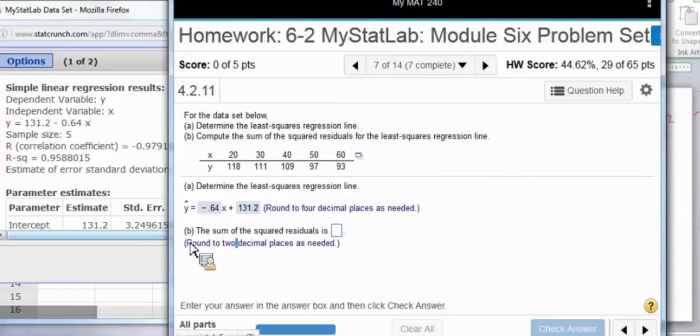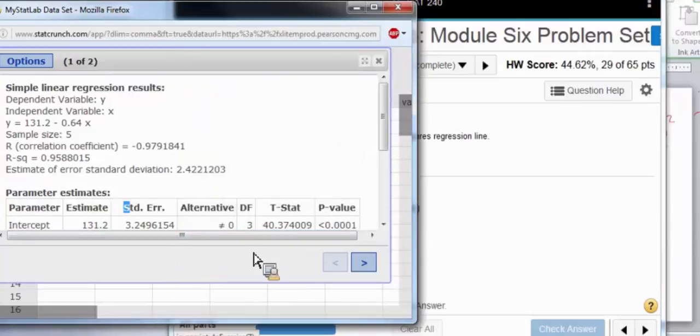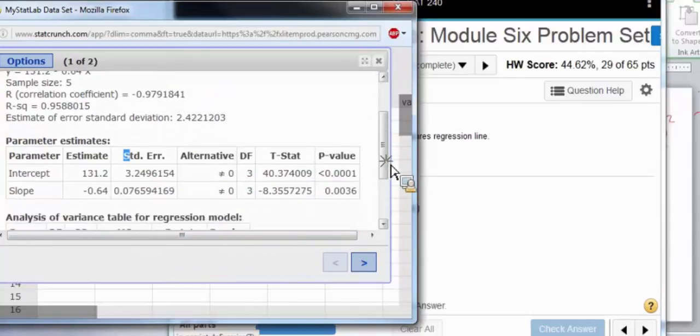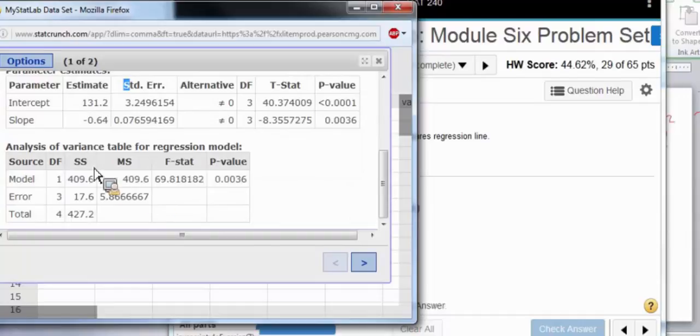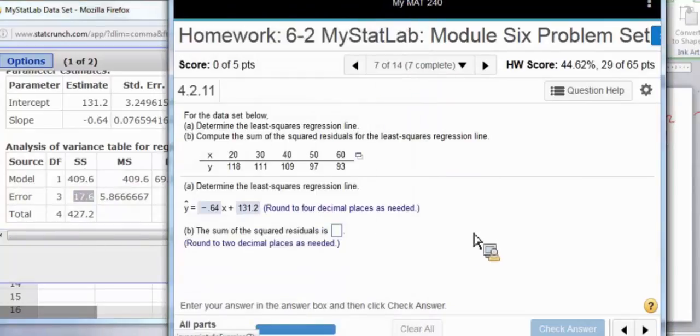Okay, sum of squared residuals, where is that on the output? SS stands for sum of squares. MS stands for mean square. SS, sum of squares. The residual and error mean the same thing, so it's this number here. 17.6 is the sum of squares of the errors.